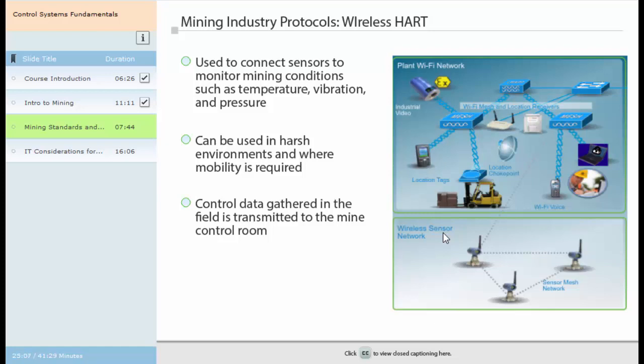HART can implement a wireless plant-wide network using a wireless mesh architecture based upon 802.11 standards. By using wireless mesh, HART provides self-healing capability within the wireless network as well as resistance to interference.